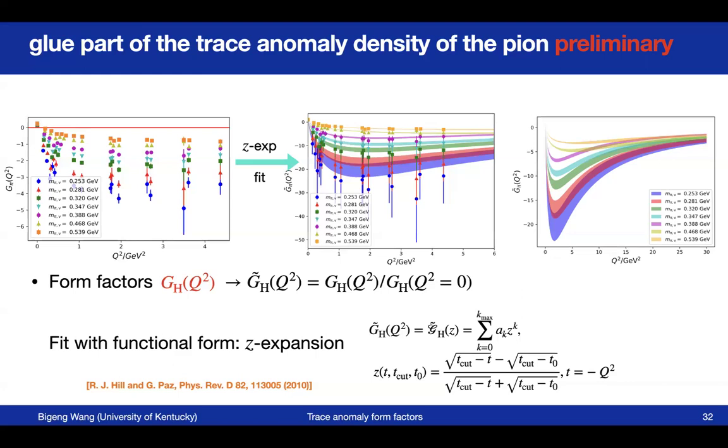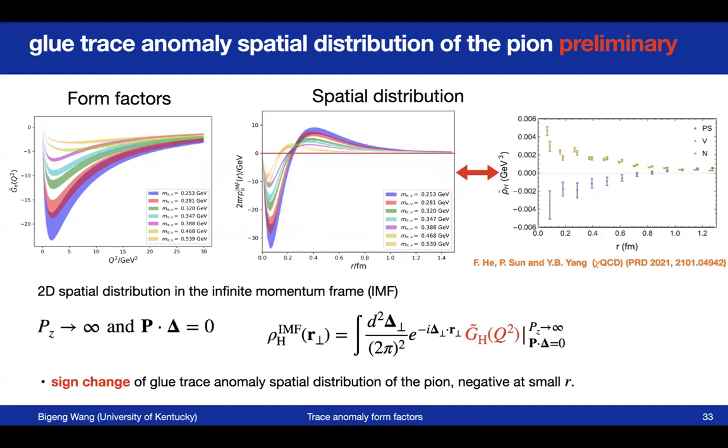So we have a continuous functional form to perform the Fourier transform. Something interesting here is that after we perform the Fourier transform from the form factor to the spatial distribution for the pion, we find that previously in that paper there is a sign change in the rho h that they defined. Here we also see a sign change for the spatial distribution.